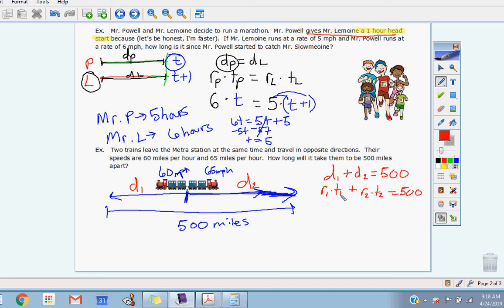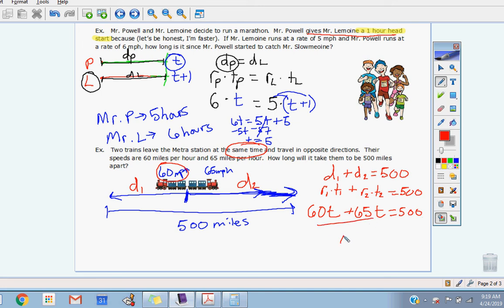Now, what do we got? Rate times time of train 1. Well, this is train 1, so the rate is 60. And here's the thing, the times are actually way easier than the last one because they left at the same time. So we have just t for time plus, what's the rate of the second train? 65. Exact same t because they've been traveling the same amount of time, and that equals 500.